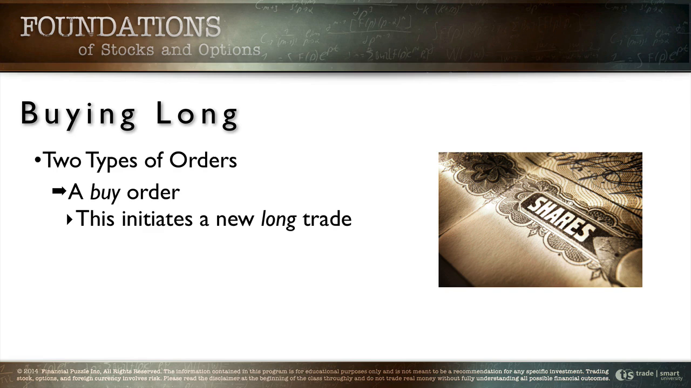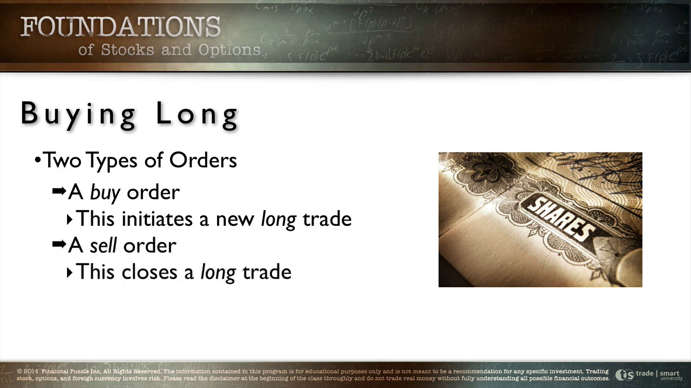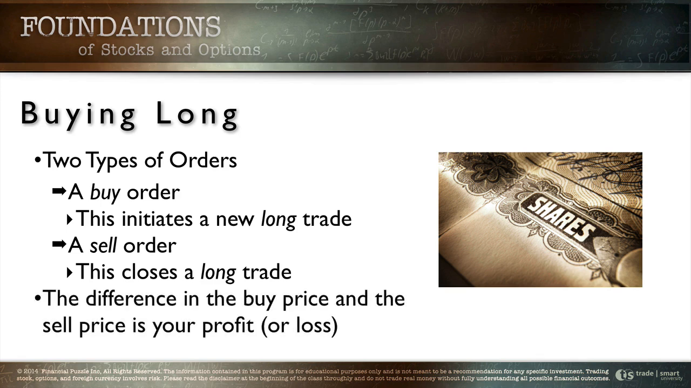As we buy a stock long, when you initiate a buy order, it initiates a new long trade. Now, to undo that trade, how do we undo it? We're going to undo the trade by initiating a closing trade or a sell order that closes the long trade. Now, I'm emphasizing this because when we get to the short trade, it's backwards. So when we deal with a long trade, we're going to do a buy order to initiate the long trade, and we're going to do a sell order to close the long trade. And of course, the difference in the buy price and the sell price is going to be your profit.